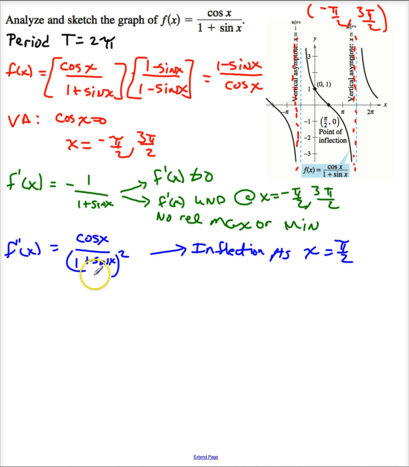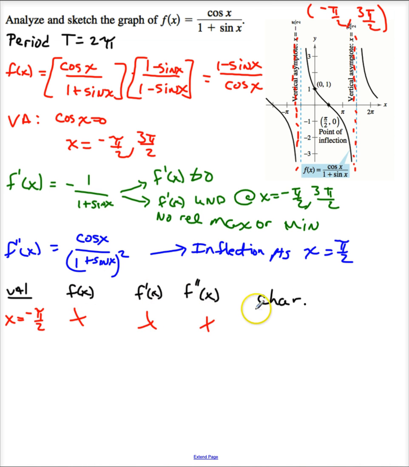So the test intervals we're going to look at, let's set ourselves up. If these are our values, what is f of x, f prime of x, f double prime of x, and then the characteristics. This is mostly what you'll be doing on your graphs on your own. So let's start at x equal minus pi over 2. I know f of x, f prime, and f double prime are undefined. So I also know this is a vertical asymptote.